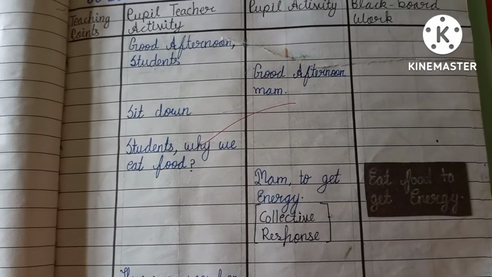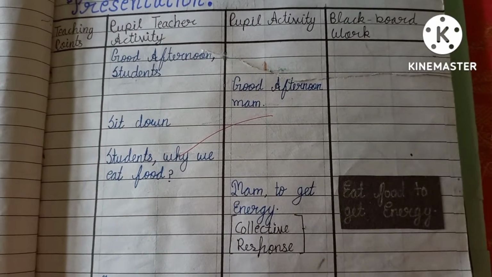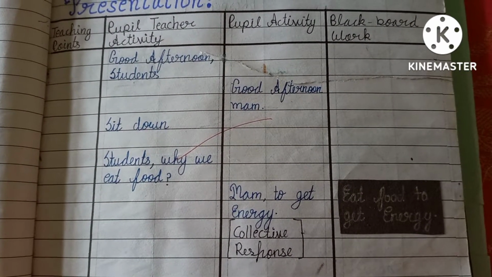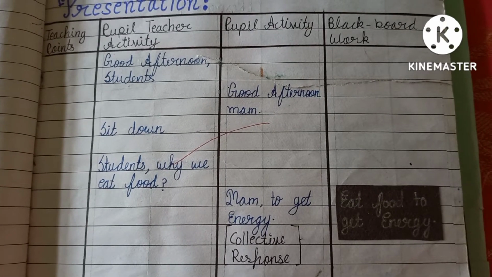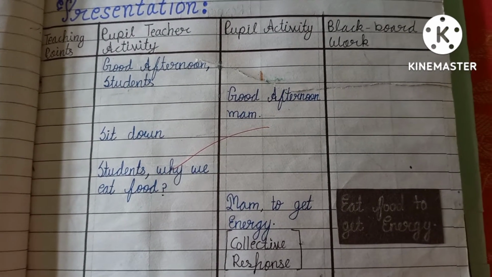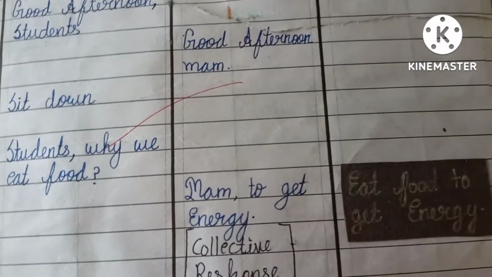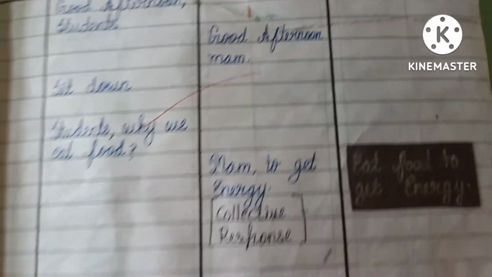Students, why do we eat food? In pupil activity, we write ma'am, to get energy. It is a collective response. We write it on the blackboard: eat food to get energy.